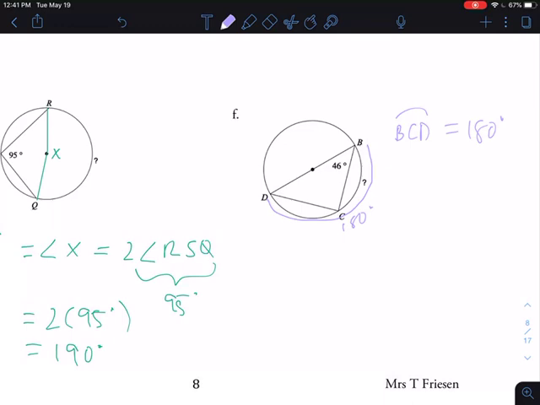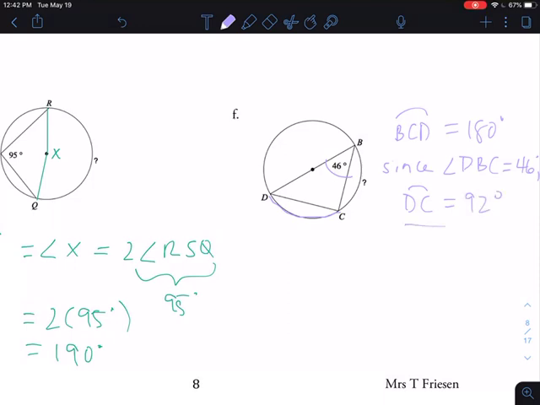The second thing we know is that we have this angle here, 46, and that corresponds with this portion of the arc. We know that this is an inscribed angle of 46. Since angle DBC is equal to 46, then arc DC is equal to, do you remember what the rule is? Twice that. So that's going to give us 92 degrees.